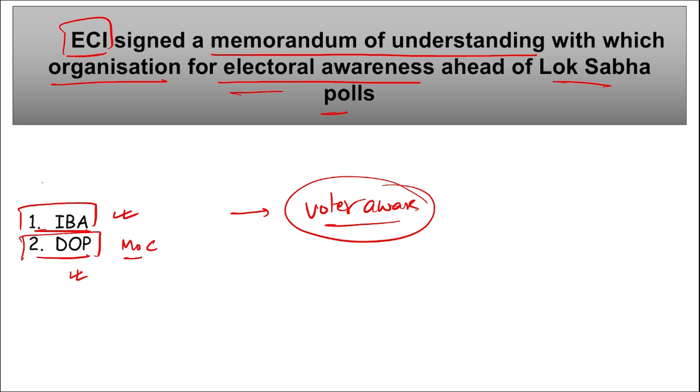If we talk about IBA, Indian Banks Association, who is the chief executive here? Sunil Mehta, and the headquarters is in Mumbai, Maharashtra.